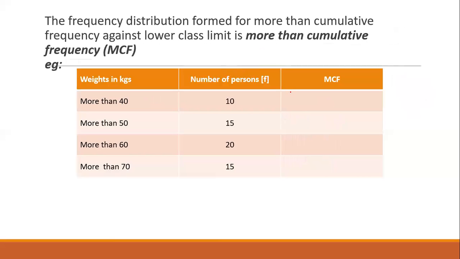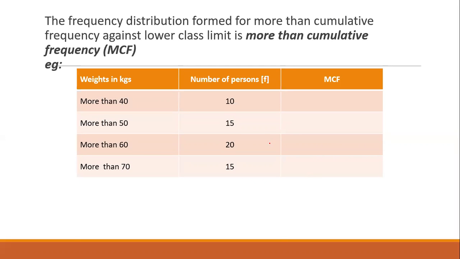The second one is more than cumulative frequency. Here when you say more than cumulative frequency, it is nothing but the frequency distribution formed for more than cumulative frequency against the lower class limit. It is in the lower class limit. So how will you find? So here what happens is, one second, you have to go from below.